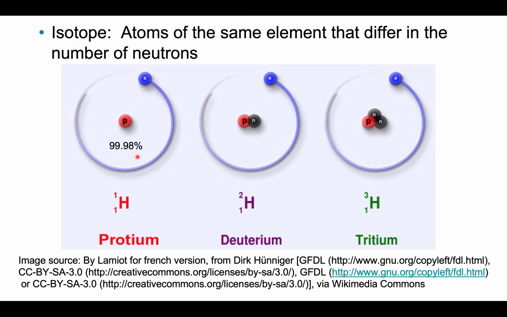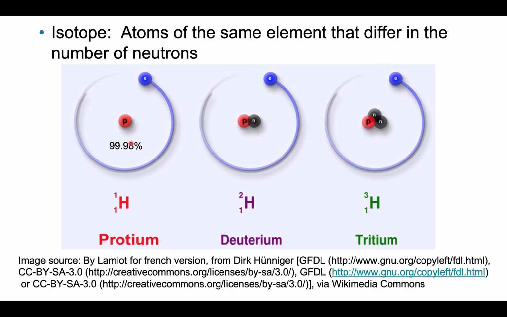99.98% of hydrogen on Earth is made up of protium, and the rest is deuterium, and a very, very small amount is tritium. So why does it happen that way? Why is this more abundant? Well, because over time, the less abundant isotopes decay into the more abundant one. And different atoms do this decay at different rates.